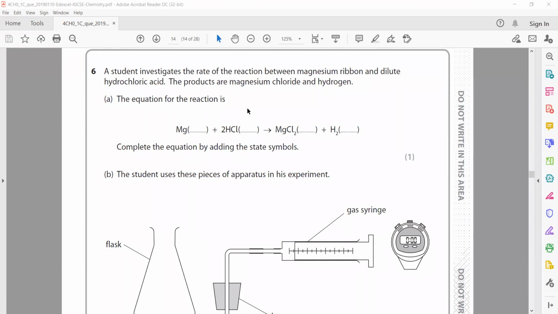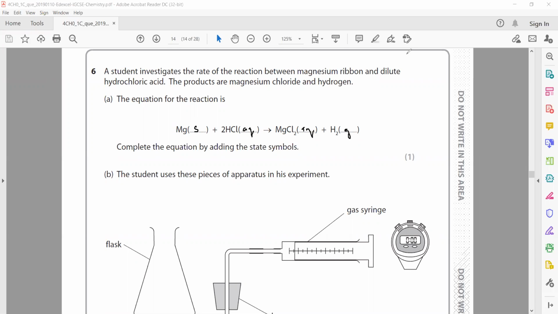A student investigates the rate of a reaction between magnesium ribbon and dilute hydrochloric acid. The products are magnesium chloride and hydrogen. In the equation, we have to add state symbols: metal in a solid state, acid aqueous. Most chlorides are soluble except mercury, silver and lead. So this will be aqueous and hydrogen will be a gas.